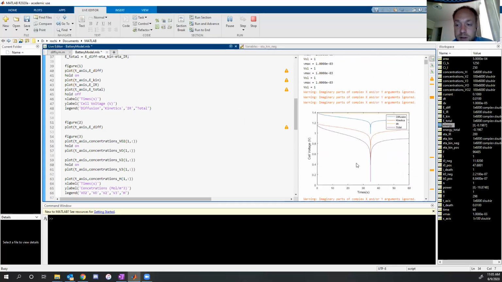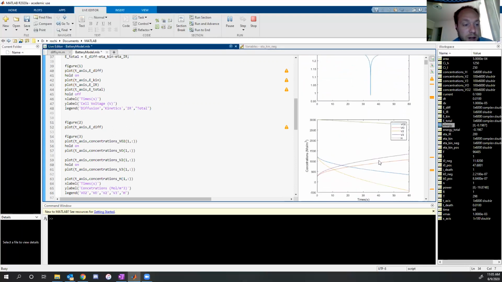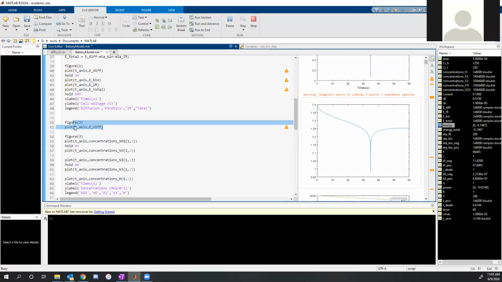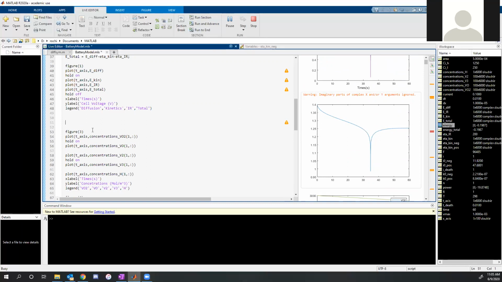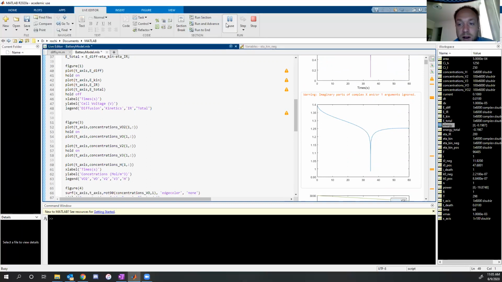There you go. That looks good. What's the second plot right here? Oh yeah, you can just get rid of that one. But I mean, it's not a big deal. But yeah, I think you got it.